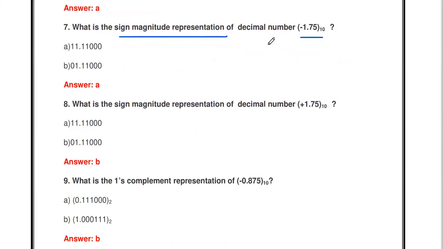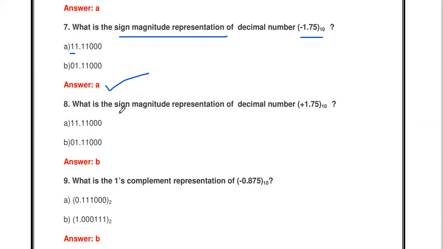Then what is the sign magnitude representation of the decimal number minus 1.75? It is 1 01.1100. The 1 before the point is represented by the number 1, and 0.75 is represented by 0.11, and the remaining are 0. In order to represent it as a negative number, in the MSB, the most significant bit, we have to put 1. So this is the sign magnitude representation of minus 1.75.